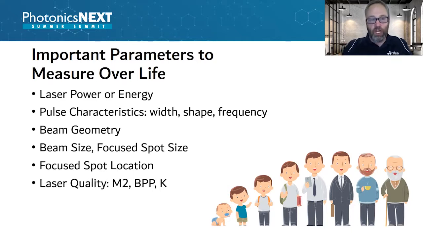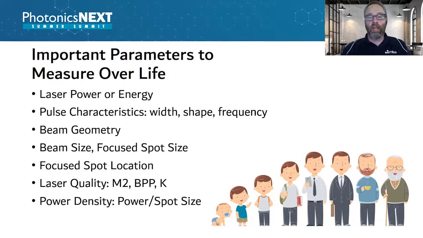More so on the front end, but also I found that some automotive customers like to measure these parameters when a system is integrated. We're talking about laser quality measurements and Rayleigh length measurements like M squared, beam parameter product, your K value. These are all indicators of the laser quality and what kind of laser quality you're getting from the source specifically. And then ultimately, when we're talking about industrial lasers specifically, the power density.